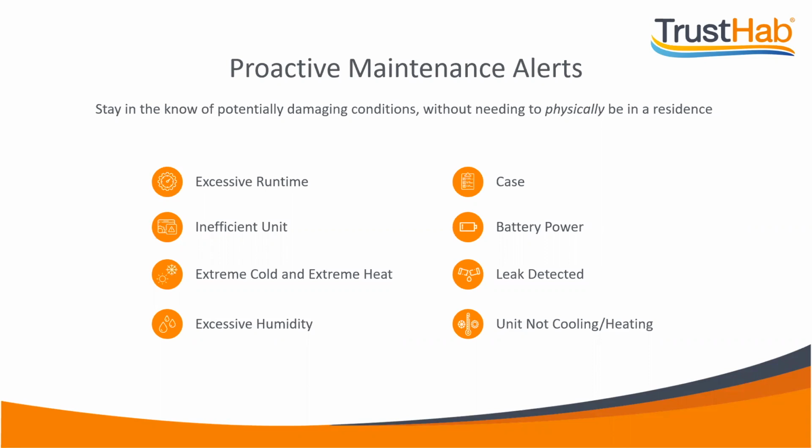Extreme cold and extreme heat alerts have temperature-based thresholds, and the appropriate alerts fire when the ambient temp is detected as surpassing a threshold. The defaults for this are 60 degrees and 85 degrees, but like I said, those are fully configurable per property as well.